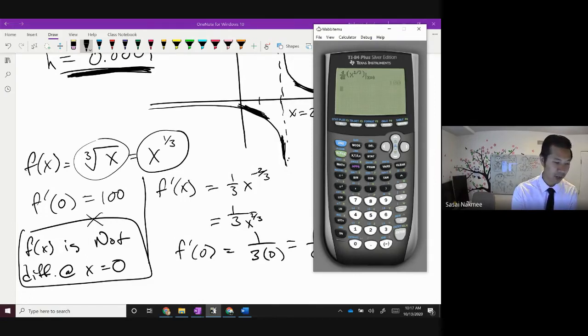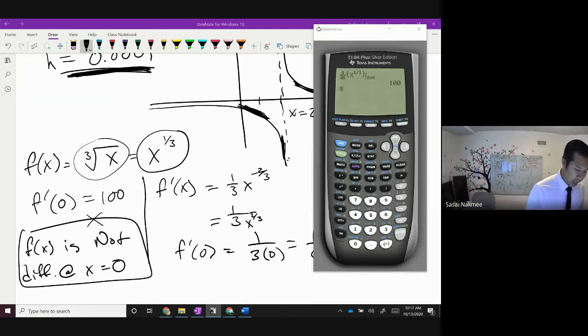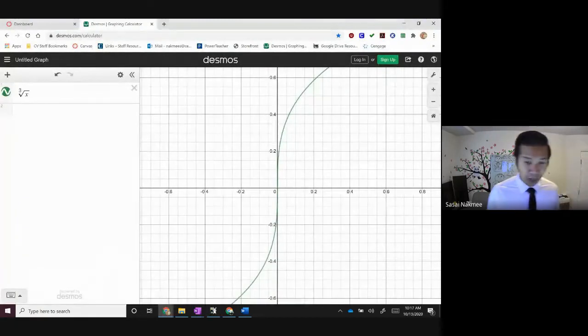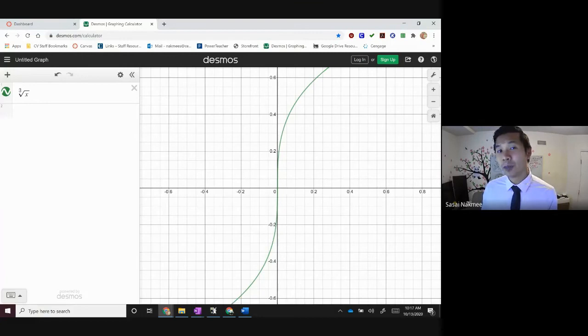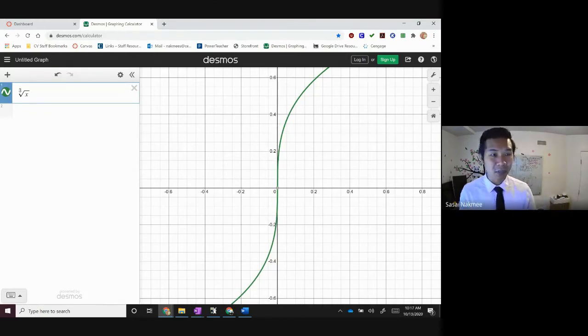Evaluated that at 0. Now, again, these calculators are giving us values, but I'm telling you right now, that is not the actual case. So this calculator is failing us at this point, and I need you to understand why. When you look at this graph, remember, what is the derivative? The derivative is the slope of the tangent line. And the slope of the tangent line at x equals 0 is undefined. The slope is undefined there.